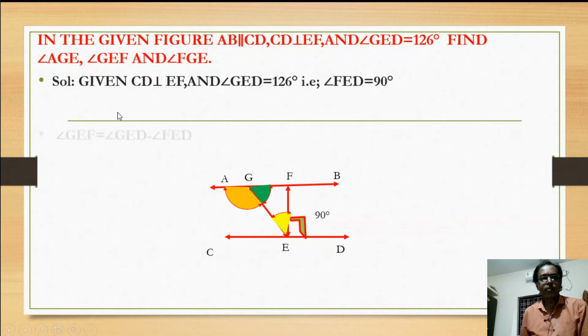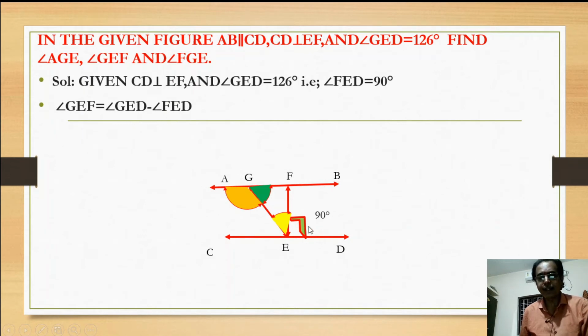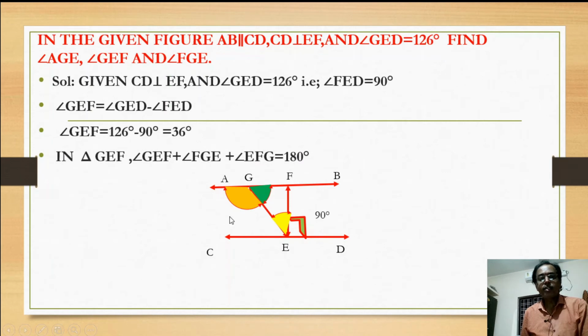Now, in the given figure CD is perpendicular to EF, angle GED is 126 degrees and FED is 90 degrees. Now GEF we can write as angle GED minus angle FED. Then we get simply 126 minus 90, that is 36. So this angle we got is 36 degrees. Now in triangle GEF, GEF plus FGE plus EFG is equal to 180 degrees.